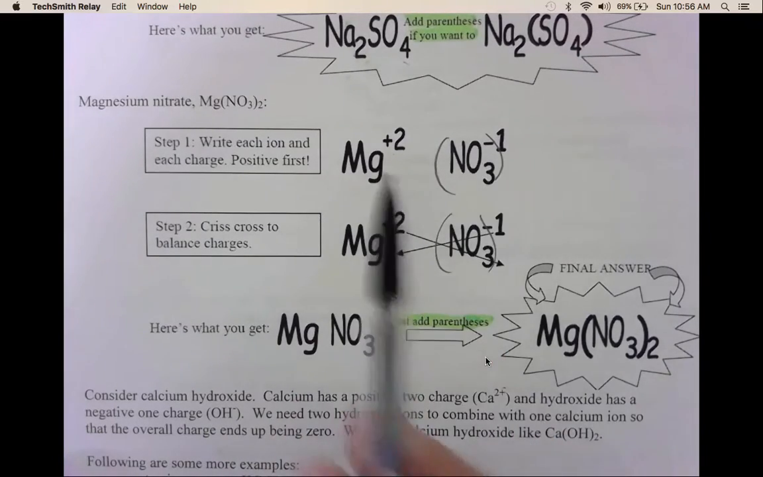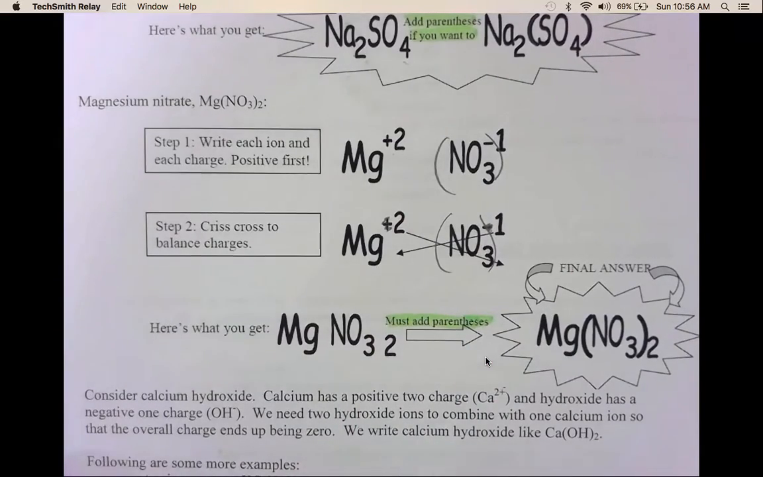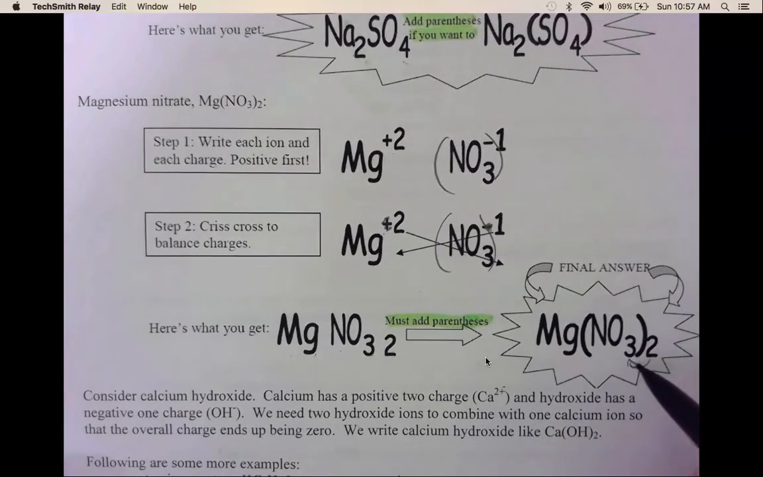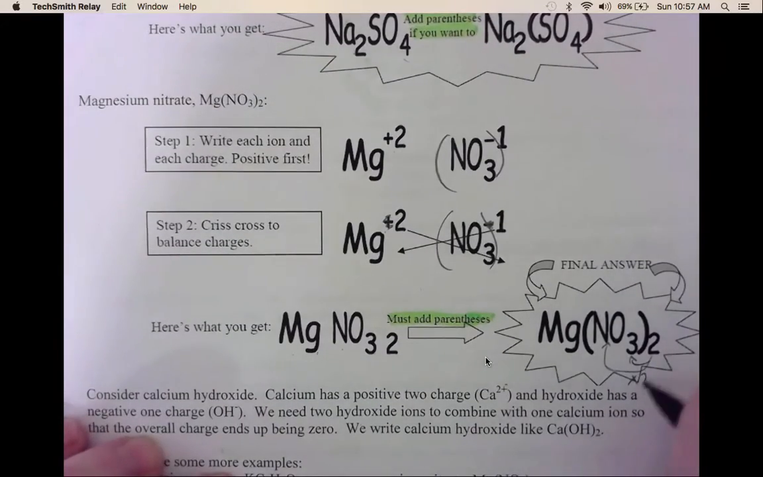We add our charges. We then block off the sign of the charge, and we bring our numbers down. If we bring our numbers down and we don't have parentheses, what this is telling us is you have 1 magnesium, 1 nitrogen, and 32 oxygens. When you have parentheses, it's just like math. You have to distribute the 2. So when you have parentheses, this 2 goes there, and this 2 goes here. It's multiplied by everything that's in the parentheses. The arrows symbolize times 2.